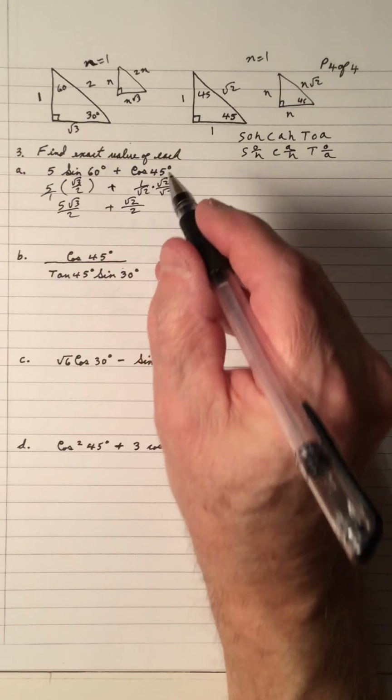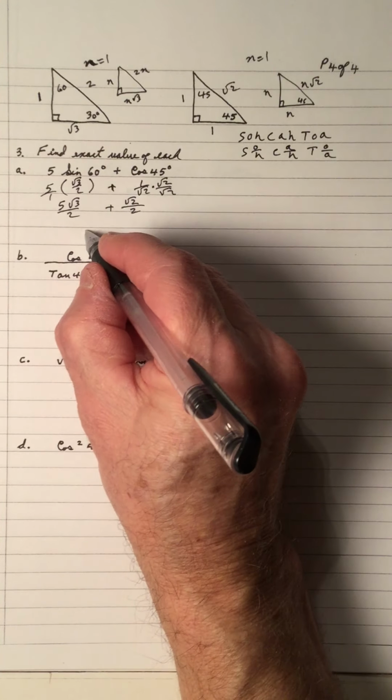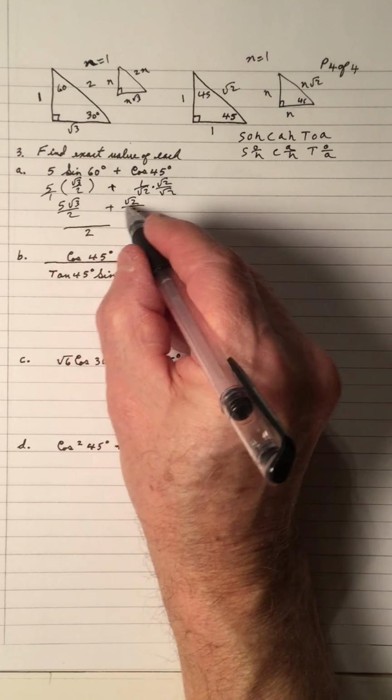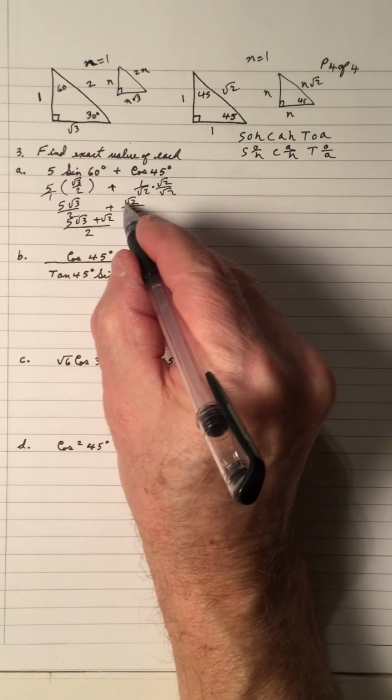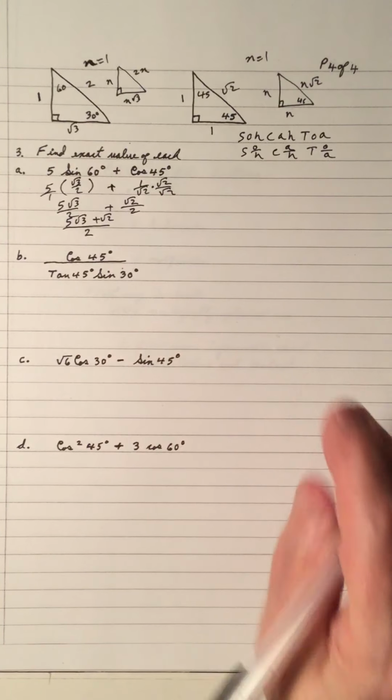Root 2 times root 2 is 2. And the denominators are the same, so we write it down and we add. So it's 5 root 3 plus root 2. You cannot combine these because they're not like radicals.